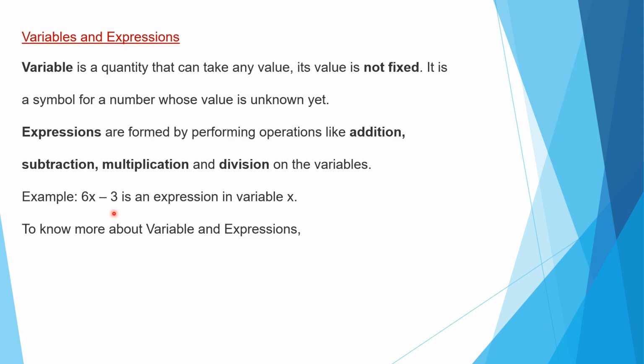Variable means it is unknown, or its value is not yet known. We have to find out its value, which is not yet fixed. Unknown value or unknown number. That is where it will change. That's why it is called a variable. Its value is not constant, right? That's why this is called a variable. And expressions and variables are the main part of the algebraic expression.